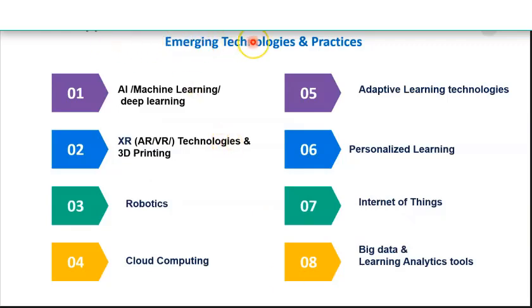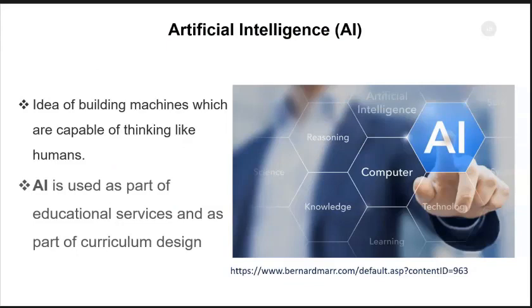So let's see what these emerging technologies are, what the types of them are, and what their applications in teaching and learning are. They are artificial intelligence and its associated subdomains, machine learning and deep learning. Also, extended reality, which is the mix of augmented reality and virtual reality, as well as 3D printing, robotics, cloud computing, adaptive learning technologies, personalized learning, Internet of Things, big data, and learning analytics tools. So let's first start with artificial intelligence.